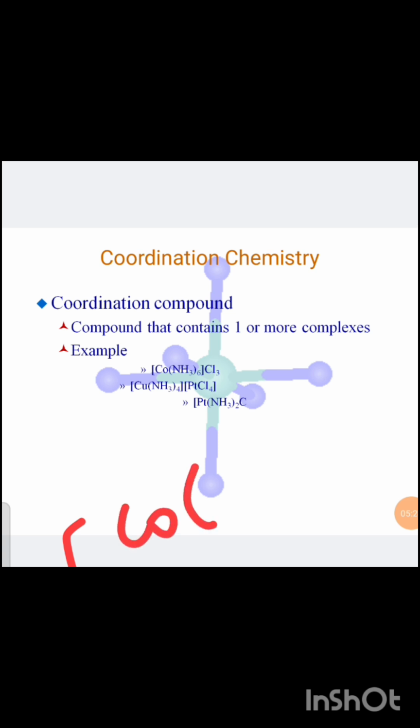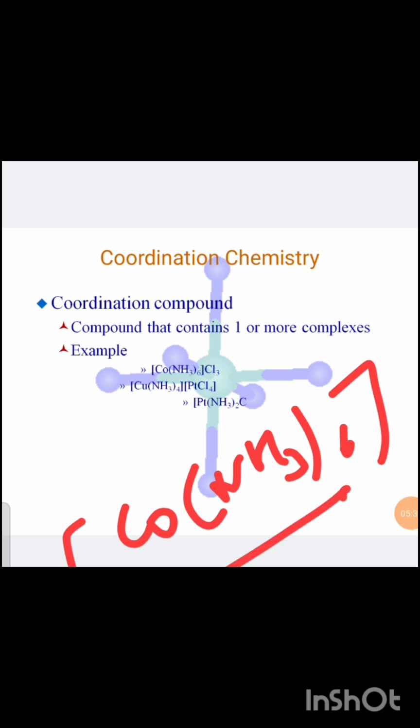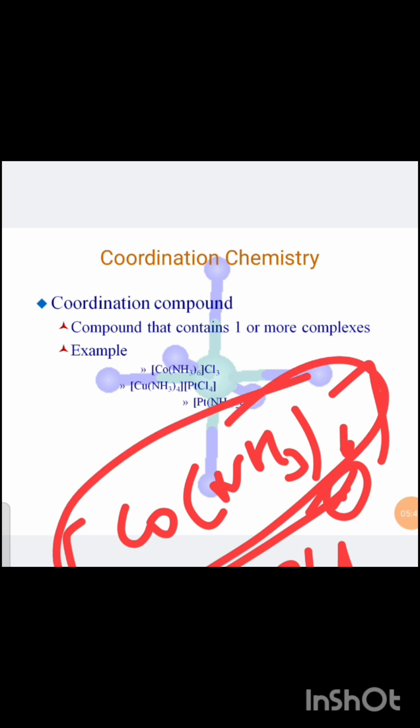So this is the complex [Co(NH3)6]. This is the complex ion. When chloride is ionized, if 3 chloride ions ionize, then this is the complex ion because it contains the +3 charge. Okay, so it looks like that.